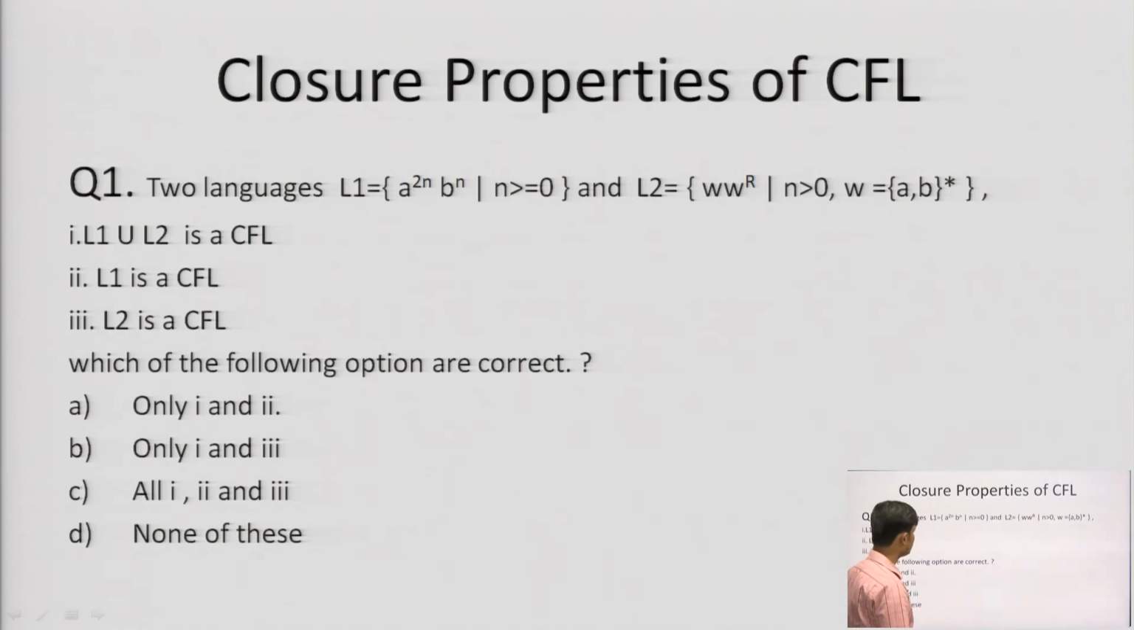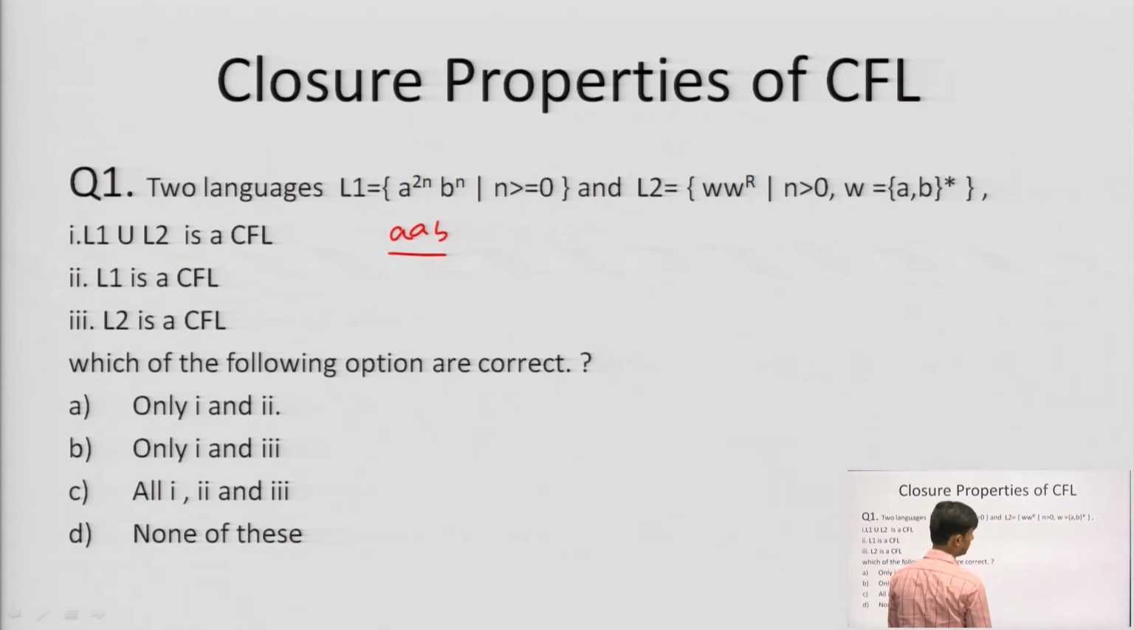Here, for L1 we have strings of a's and b's, and for w w reverse, whatever string we have is followed by its reverse, so this is a palindrome string. We have been given these languages. The options given are: I, L1 union L2 is a CFL; II, L1 is a CFL; III, L2 is a CFL. These three cases are given, and we must decide which of the following options are correct.